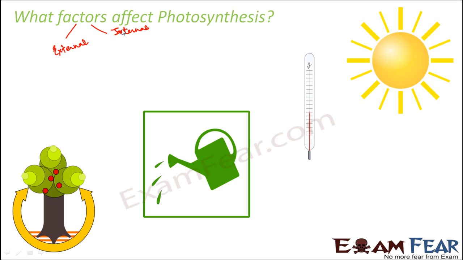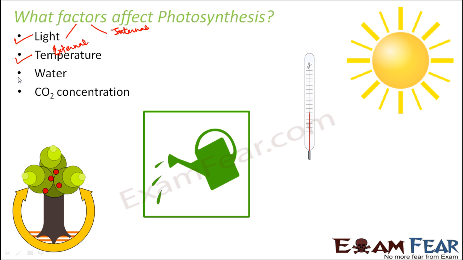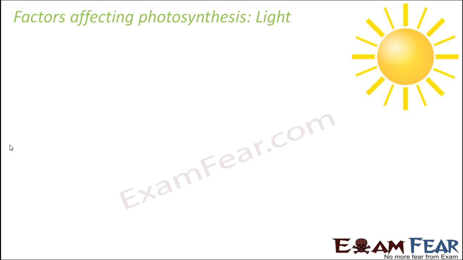So all those would be internal factors that might affect photosynthesis. Now let us quickly talk about some of the external factors. Some of the important external factors would be light, temperature, water, and carbon dioxide concentration. Let us quickly see how each of these factors affects the rate of photosynthesis. We'll start with light. As we all know, light is extremely important for the process; without light, photosynthesis cannot take place. So let us see how the rate changes with the intensity of light.